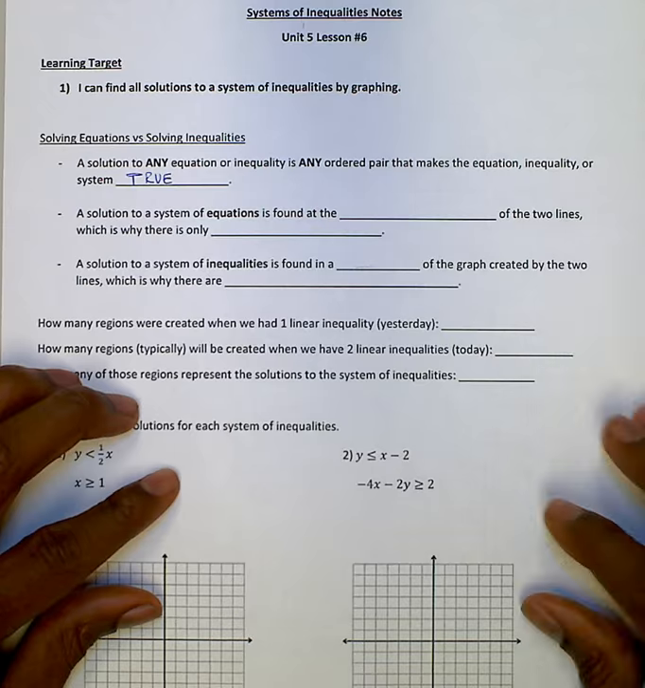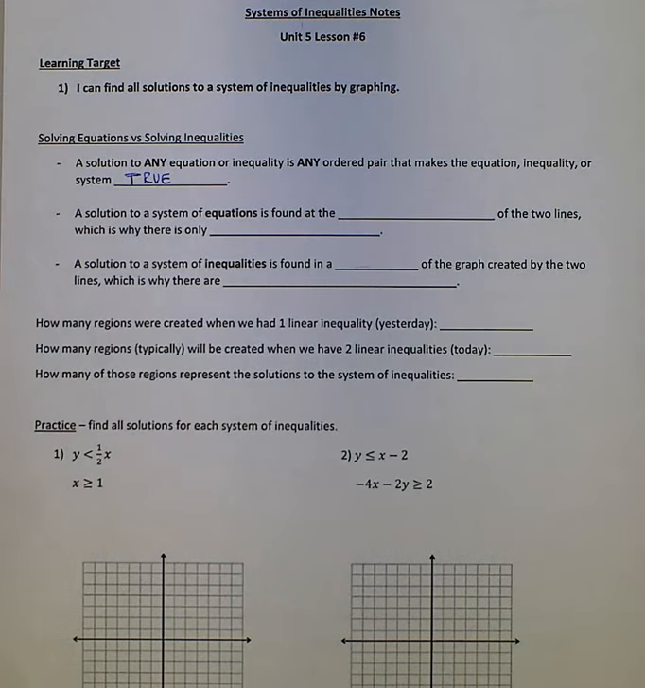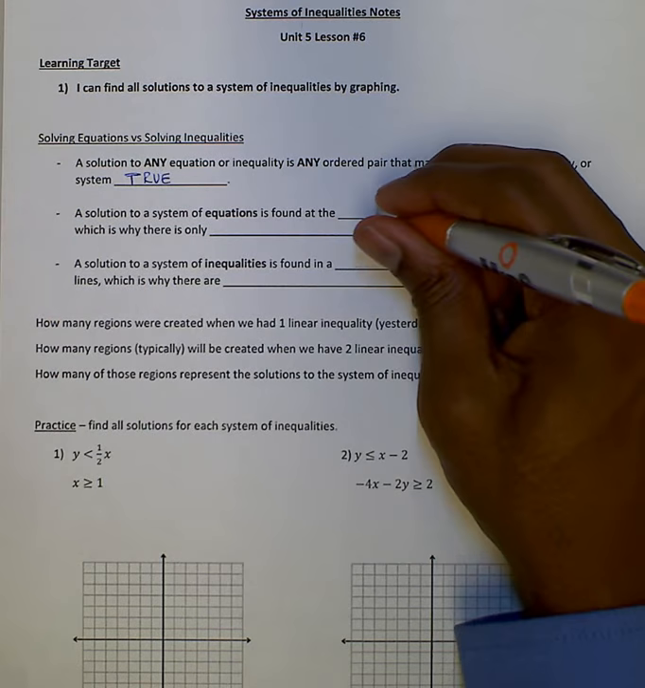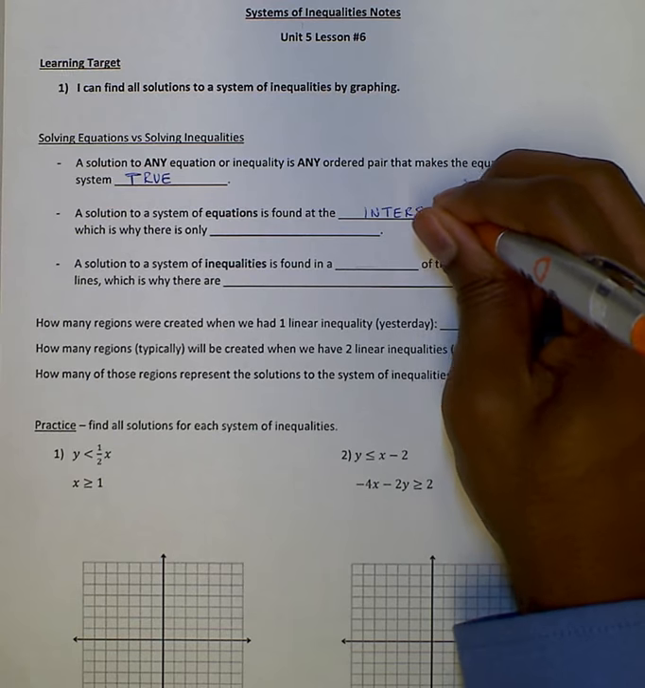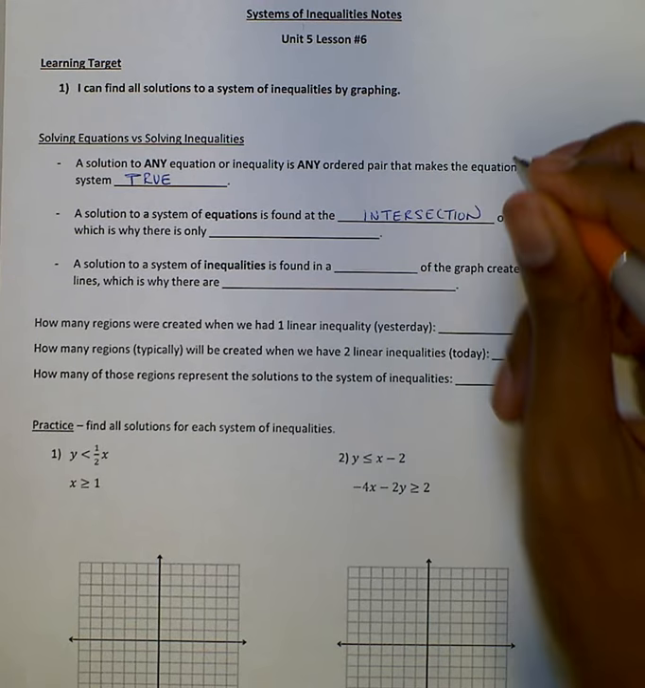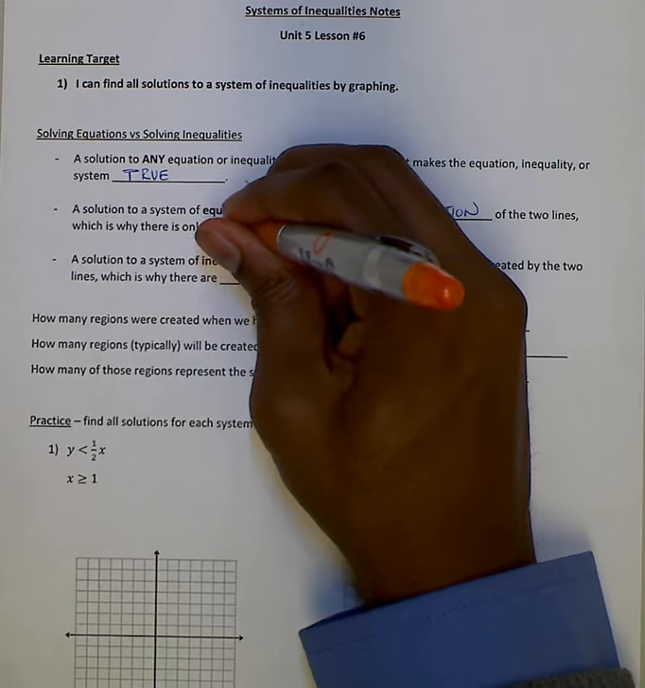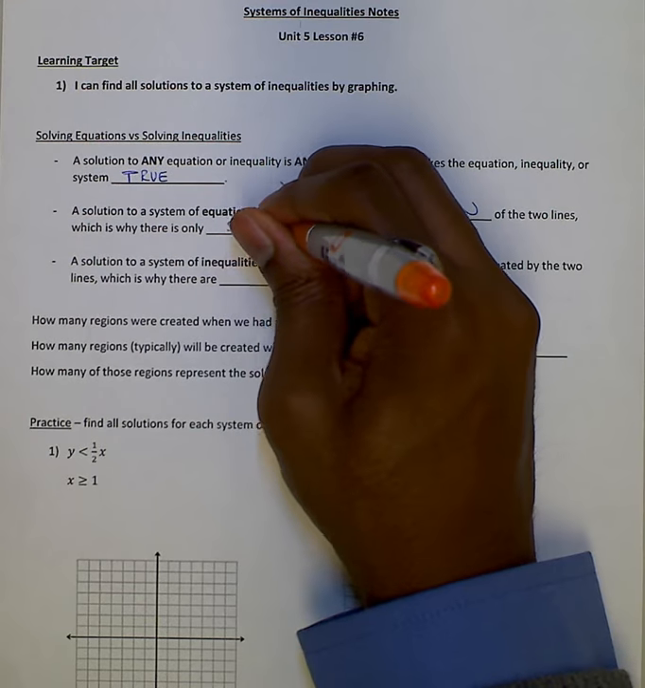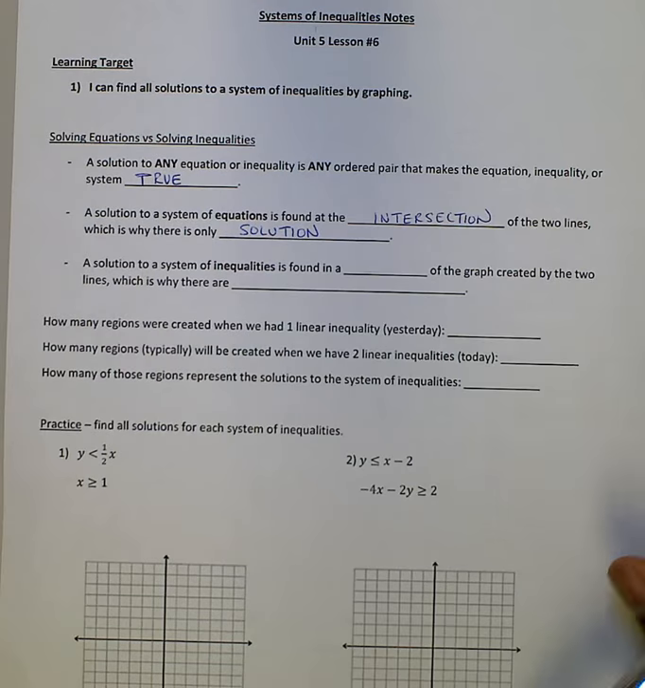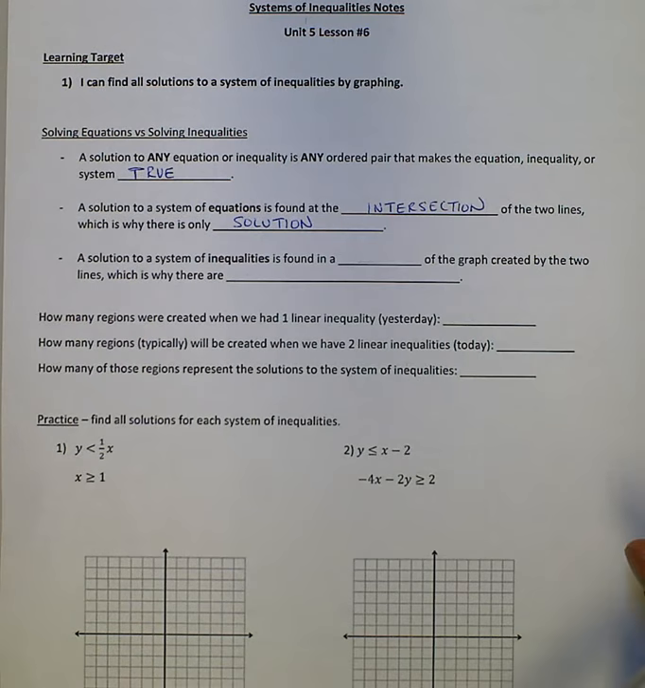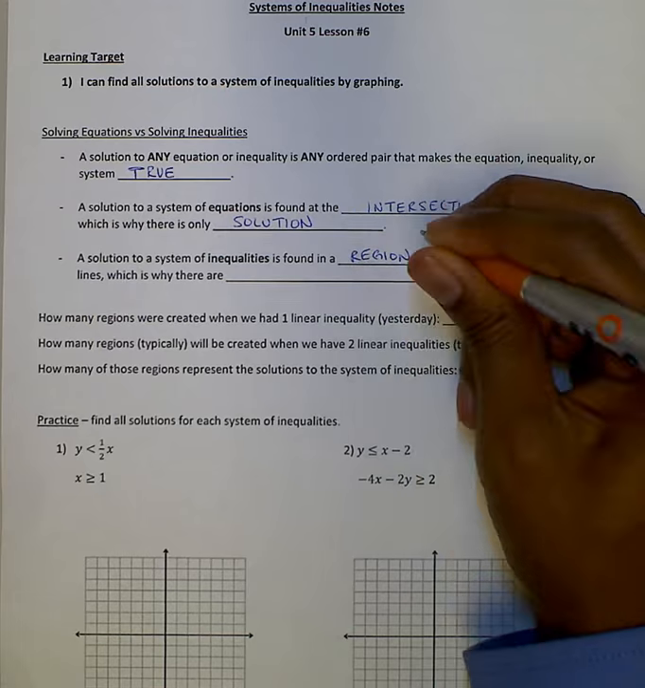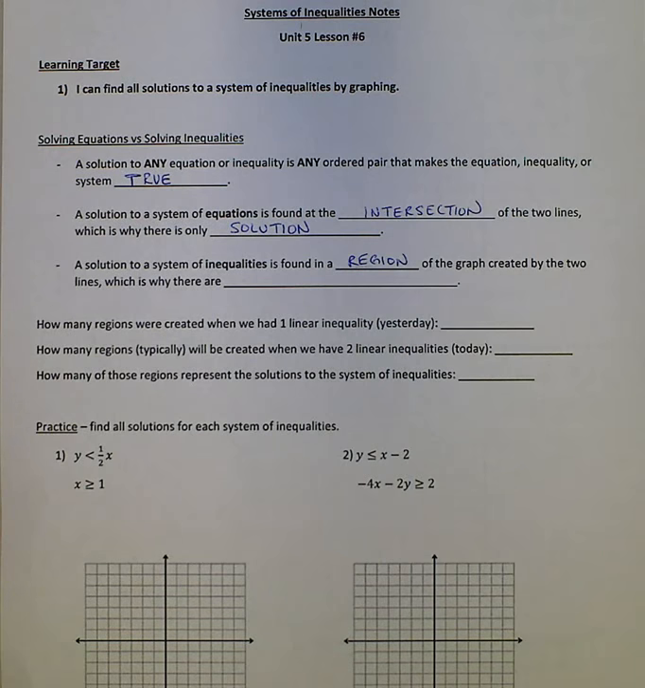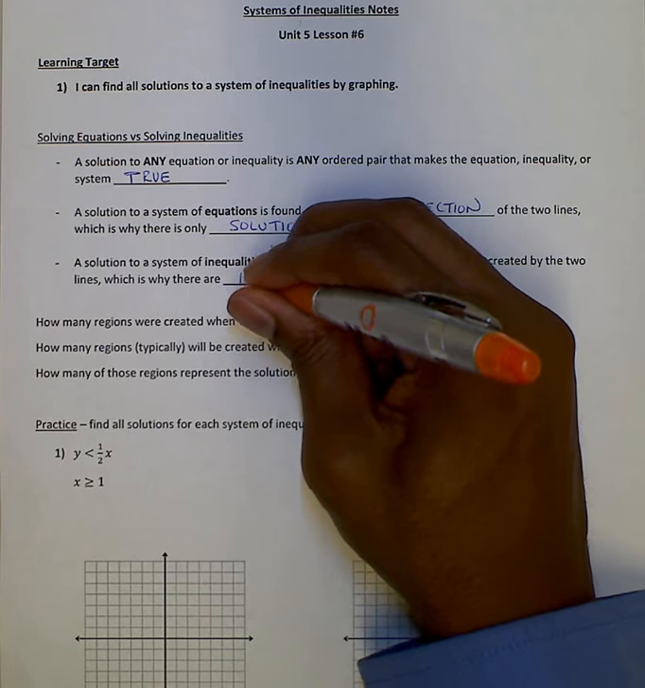Okay, a solution to a system of equations is found at the intersection of two lines, which is why there's only one solution. Okay, because lines will only meet once. A solution to a system of inequalities is found in a region of the graph created by the two lines, which is why there are infinitely many solutions.